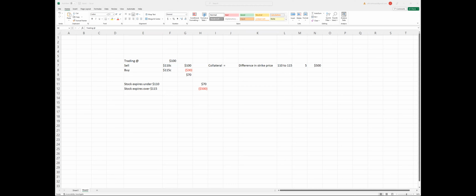Let me recap: you're putting up in that example 500 collateral to make a $70 profit, which doesn't seem like a good risk to reward, but it's more guaranteed because, like we explained, 90% of options expire worthless. So theta is working in your favor. Correct. And that's why it's so fun.